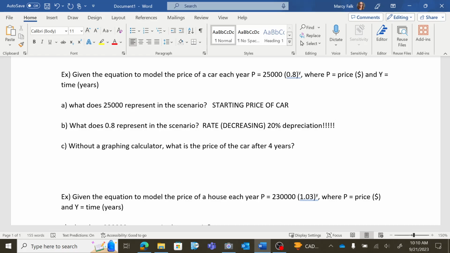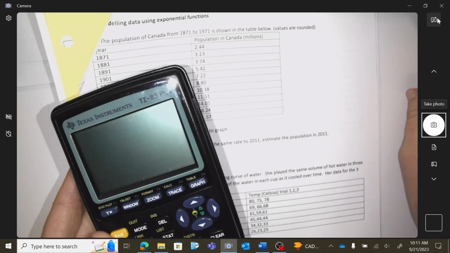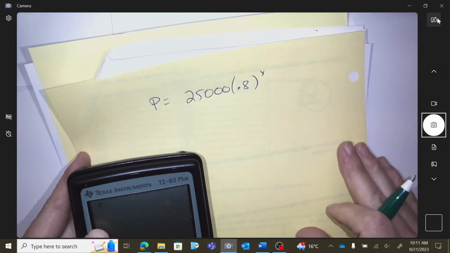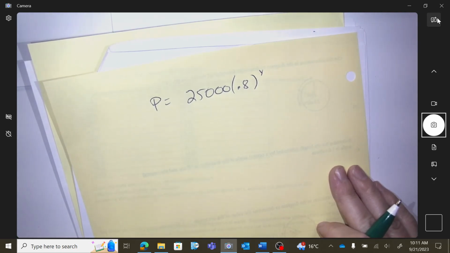Okay, without graphing, what is the price of the car in 4 years? So don't graph, but you can get your calculator out. In 4 years, what is the price of my car in 4 years? Don't graph it. I don't want you to graph it. What is the price of my car in 4 years? So what would you do? Just on a regular calculator, not graphing.